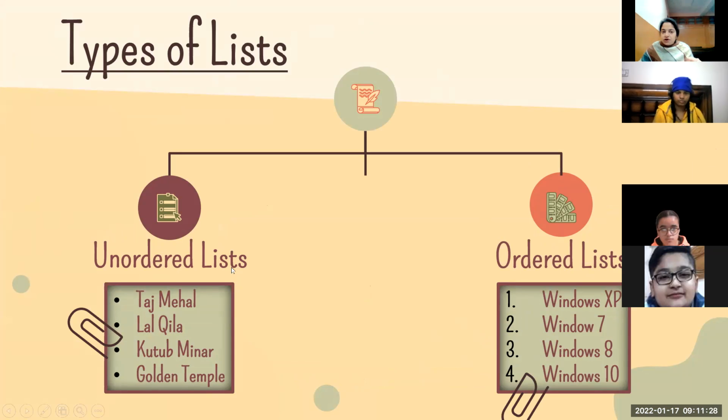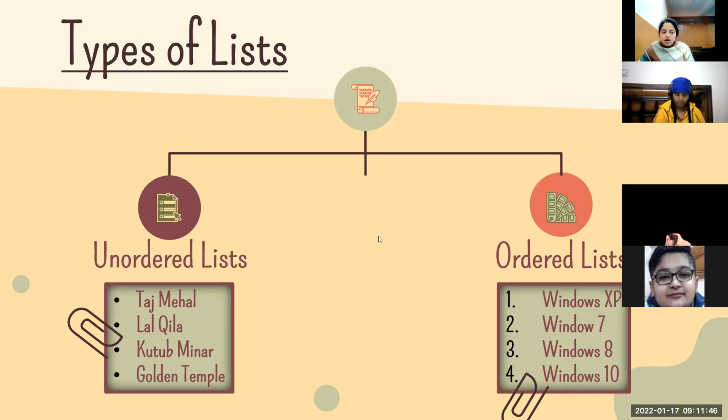What is the other name of ordered list? What is the other name of unordered list? Unordered list is also called bulleted list, and ordered list is also called numbered list.